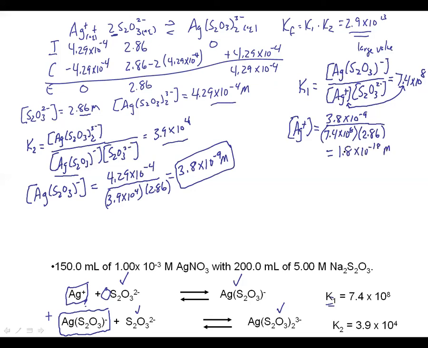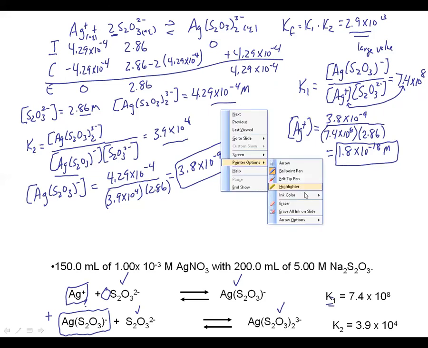Which is our free silver ion concentration in solution. And it justifies our assumption, because our silver concentration should be a very, very small number at equilibrium, which means it definitely is a small number at equilibrium. Any questions on those steps?